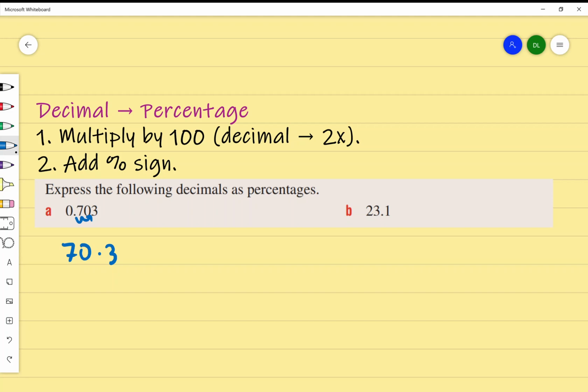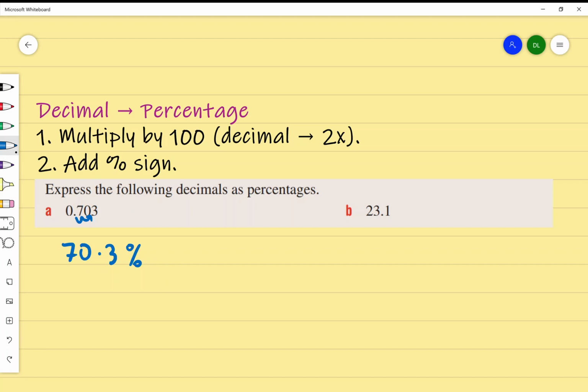No. What's the second step, Xavier? You need to add the percentage. Absolutely, add the percent sign. So we get 70.3. Is that less than 100%? Good, so we're done. 70.3%. Any questions about that?